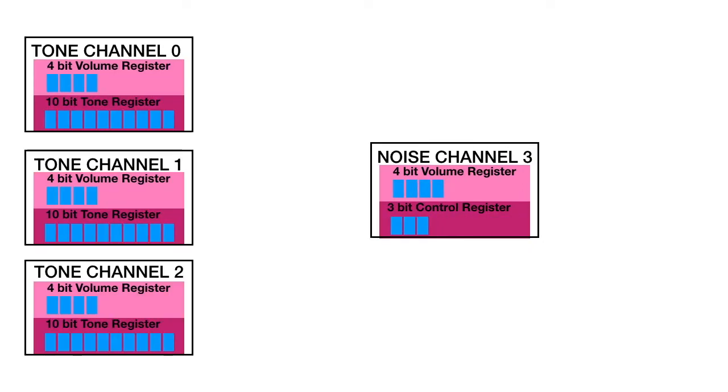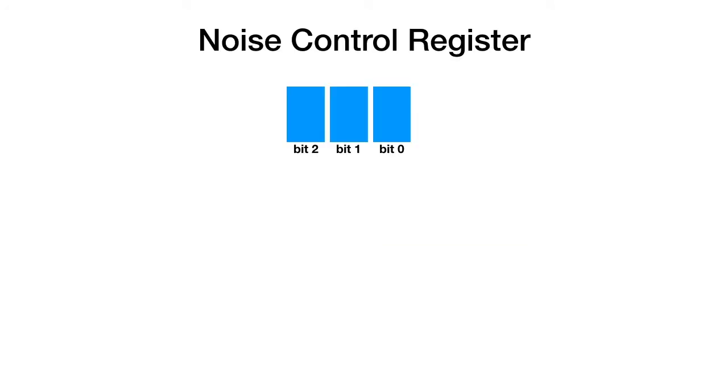Like the tone channels, there is a 4-bit volume register, and it works just the way it did in all the other channels. However, instead of a 10-bit tone register, there's a 3-bit control register. The 3 bits of the control register are broken into 2 different fields. Bit 2 selects the type of noise. A value of 0 selects what's called periodic noise mode, and a value of 1 selects white noise.